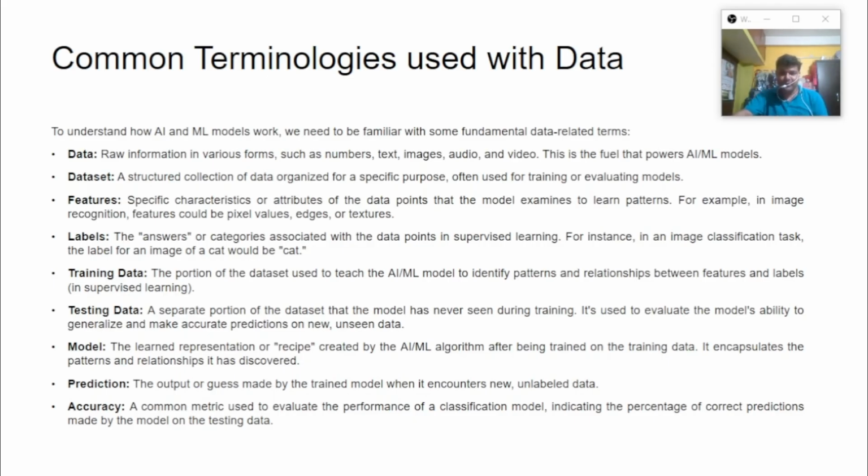Next, model: the learned relationship or recipe created by the AI or ML algorithm after being trained on the training data. Next, prediction: the output or guess made by the trained model when it encounters new unlabeled data. And the last is accuracy, the common metric used to evaluate the performance of a classification model. These are all the common terminologies used with data.